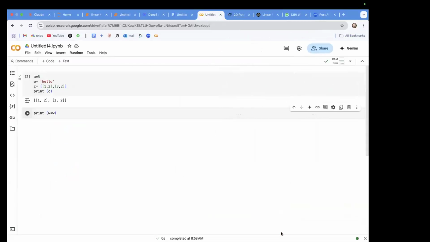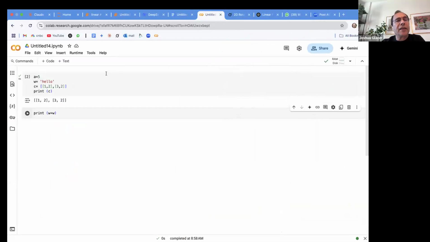Yes. Okay. So this is the first cell. A equals 5, W equals hello. So A is a numerical number, W is what we call a string, and C is a matrix. And here I told it print C, so it printed this. What do you think we'll get with print W plus W? We'll get simply hello, hello, right? We're just connecting them together.